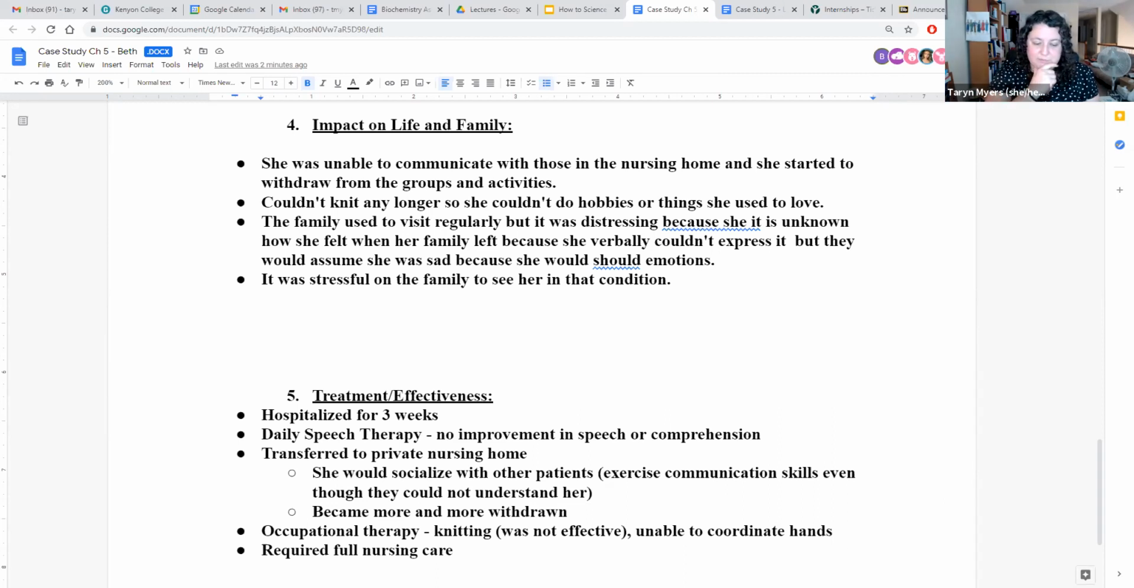Okay, so group 5, tell us about how her treatment went and whether or not it was effective.